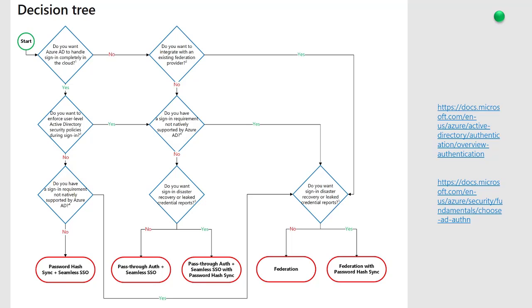In this decision tree, this is a great study chart for you to understand why one authentication flow would be chosen over another one. So pause this, review it if you're not familiar with it, and also look at the links related to this decision tree.